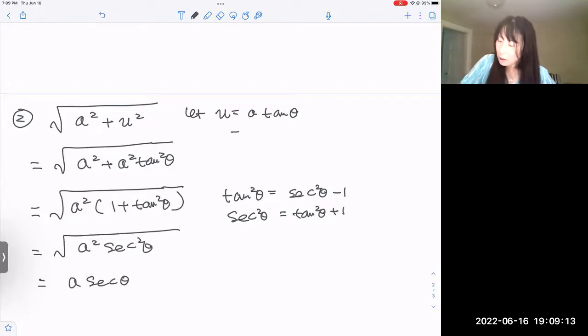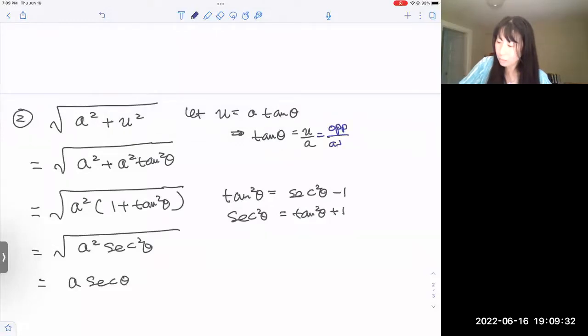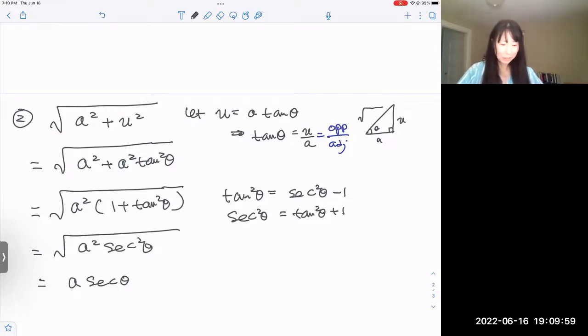Okay, look at this one. If we solve for tangent theta, then we have u over a. So tangent theta is sine over cosine, which is opposite over adjacent, right? So in a right triangle, angle theta here, then we pretend standing at angle theta, right? So the opposite side will be here, the adjacent side will be a. Then what is this side in this case? A squared plus u squared. We add them, right? Good, a squared plus u squared. Very good.